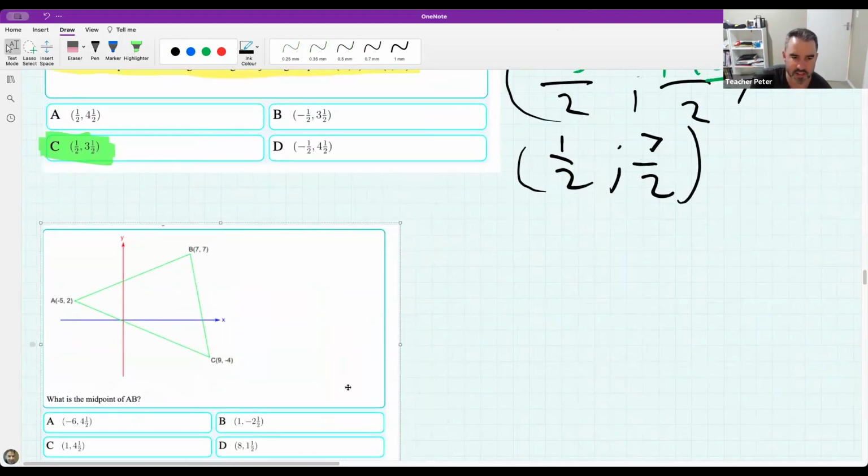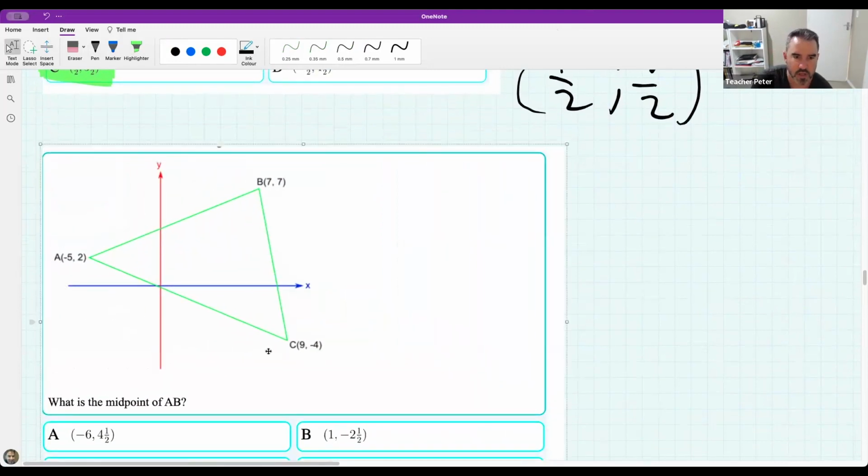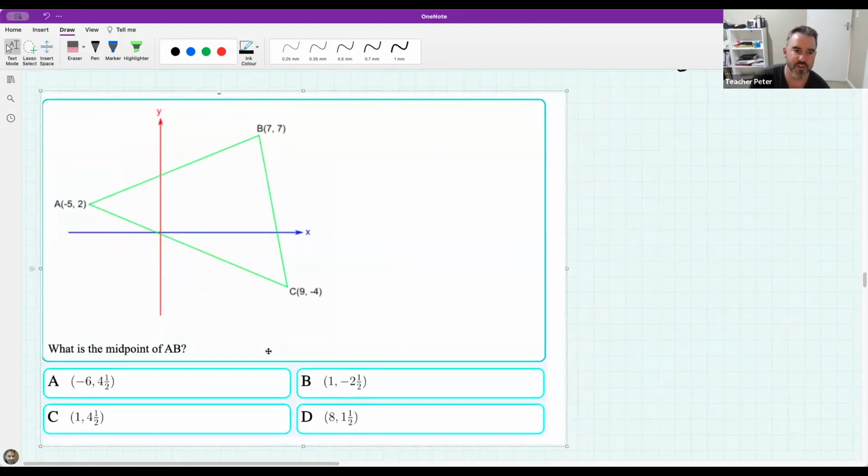Except this time we're going to have a nice big drawing here. So I want you to find me the midpoint of AB. Find me the midpoint of AB using this. Yeah, and then you can choose the option you think is correct. I'll put the formula at the top for you to use.